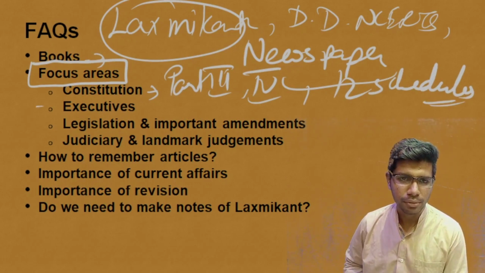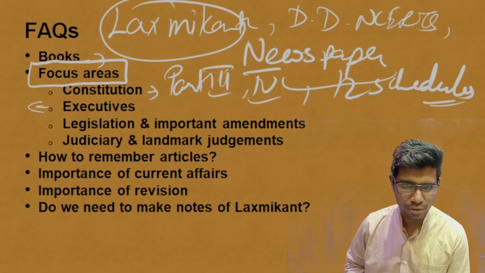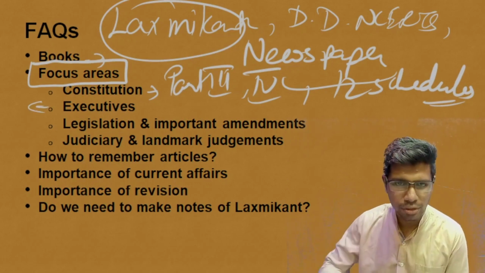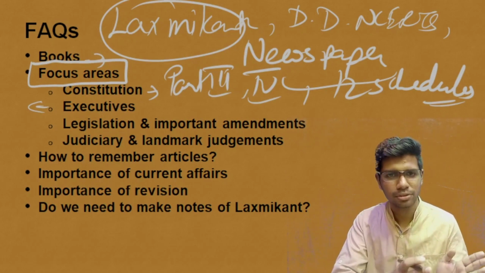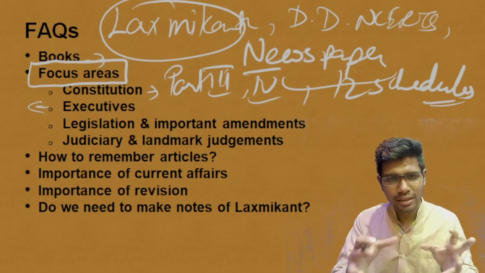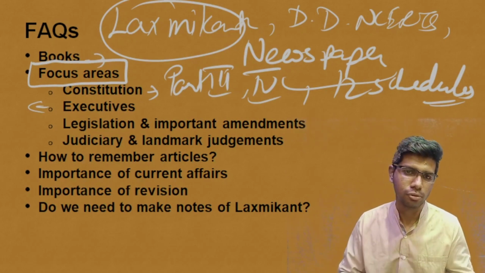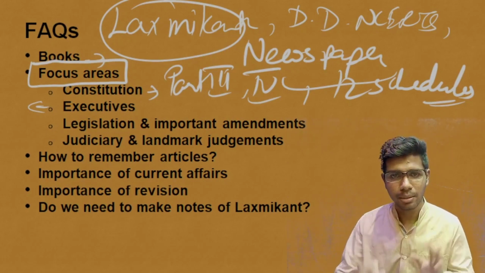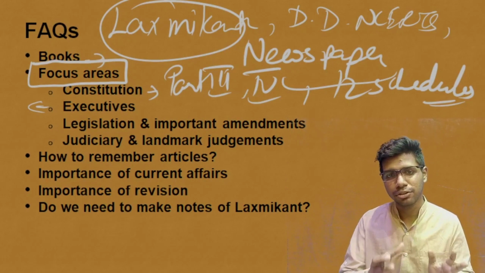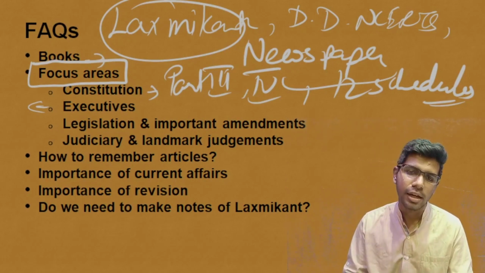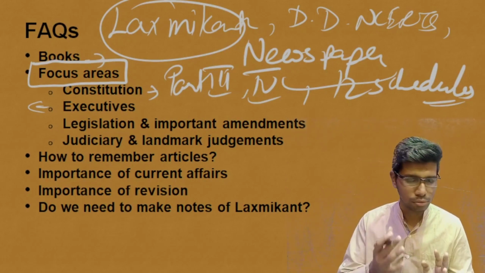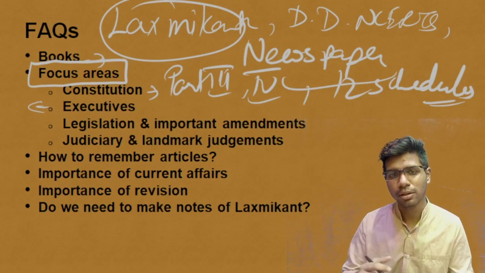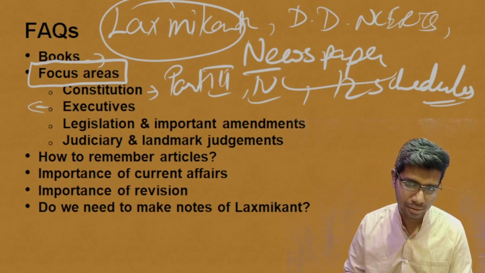Next, the executives. You need to know what the president's office is like, what the vice president's office is, what the difference is between the powers of a prime minister and a president. All of these executive bodies, you have to know about them. Next, the legislation and important amendments. Legislation basically covers your parliament and the state legislatures. That, of course, you do study, but what you miss out on is the important amendments that have been discussed.